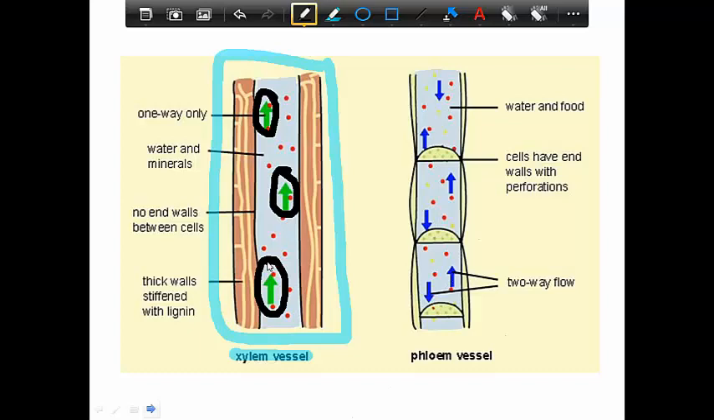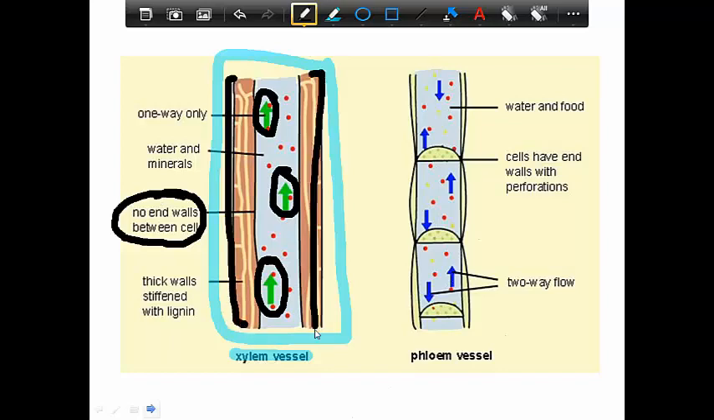It makes like a complete straw with no end walls, unless of course you were a conifer, and we talked about that a little bit. And then these cell walls on the side, okay, kind of build the structure of it. So that's the cells together and how they move the water through the plant.